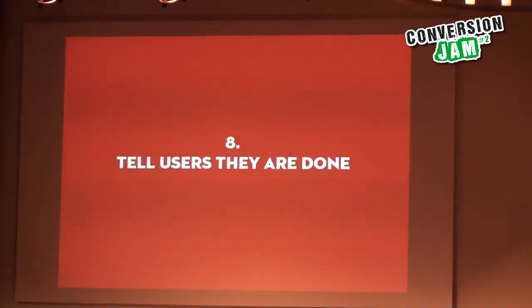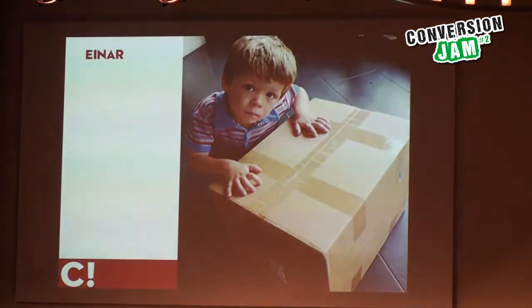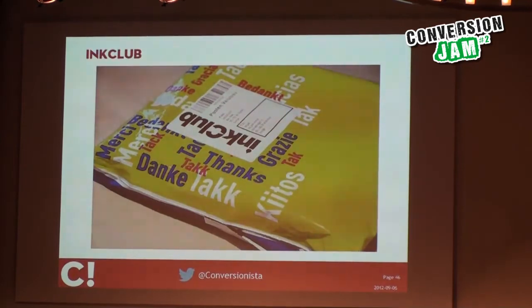Eight, tell users that they're not alone. Here's Einar. I always try to get a picture of my kids. He's 4 years old. This little box he has there, that's the typical stuff you get to your home when you order something on the internet. Looks really exciting, doesn't it? It's probably from this company, or maybe from the other one. I don't really know. So we're talking about the unboxing moment. Stuff arrives at your home and you're really excited about it, and then it's one of those brown cardboard boxes.